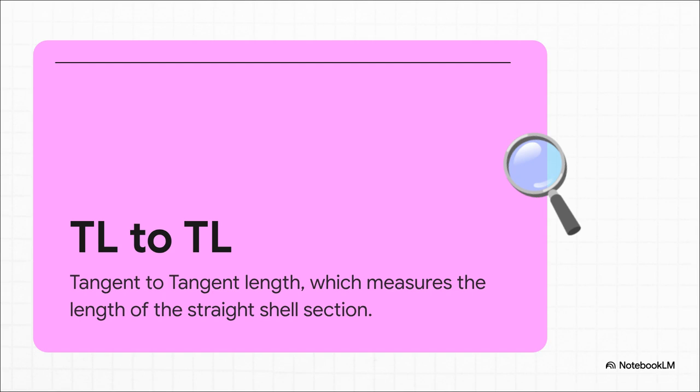We've conquered the width with ID, so now we need the length. This is where TL to TL comes into play, defining the tangent to tangent length. Now, if you aren't an engineer, that might sound a bit like jargon, but it's a highly precise measurement. TL simply stands for tangent line. But where exactly is this line?